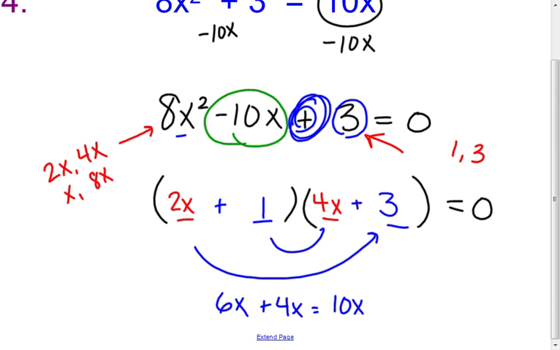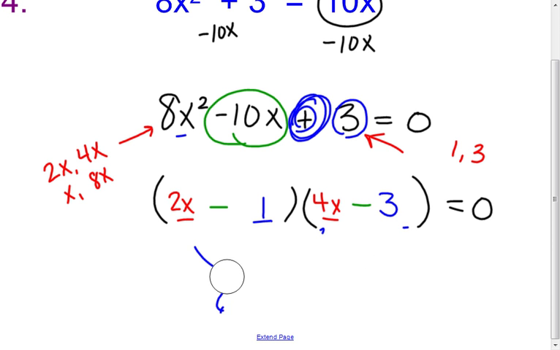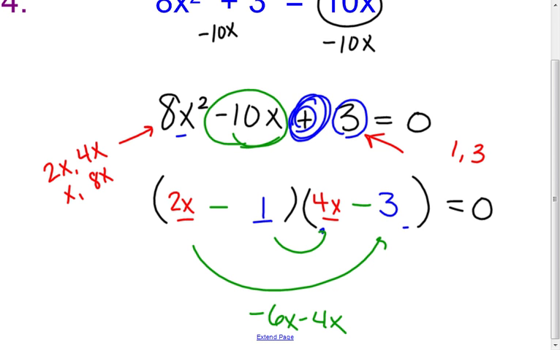I'm getting positive x, but I need it to be negative 10x. And so I am going to switch those to minus, minus. Okay? And let's try that again. When I check my outsides and my insides now, my outsides are negative 6x, and my insides are negative 4x. And that does give me the negative 10x that I need in the middle. So this is how this one factors.